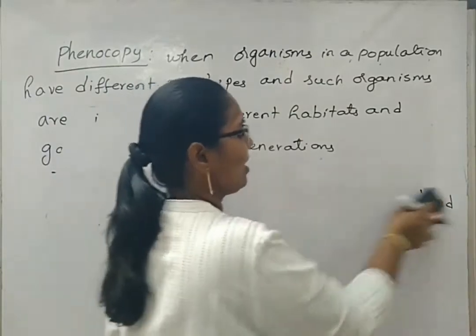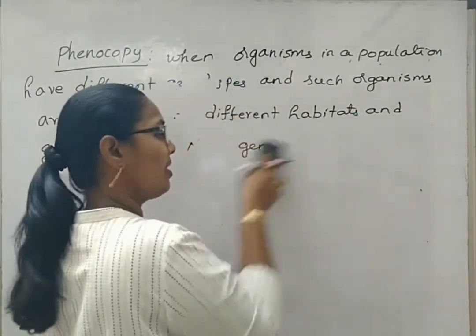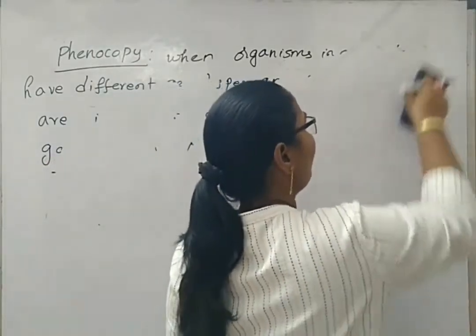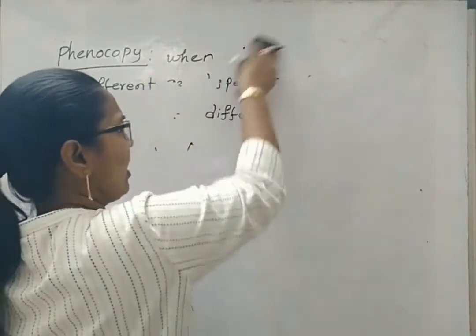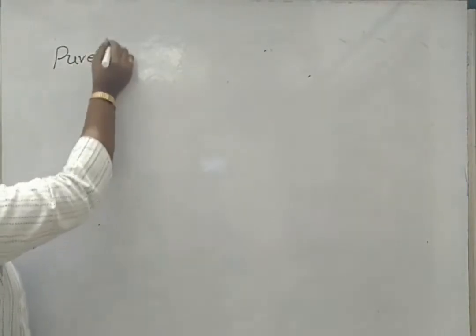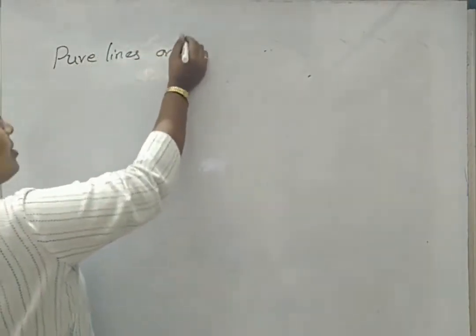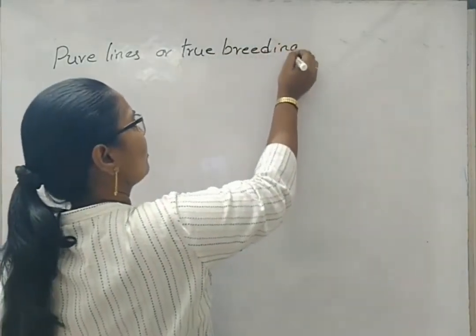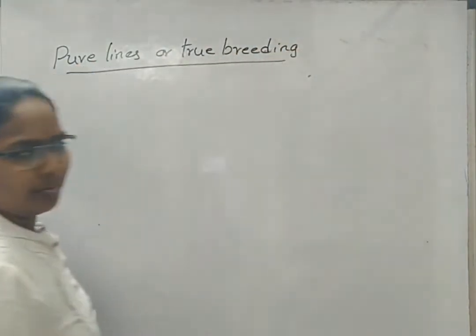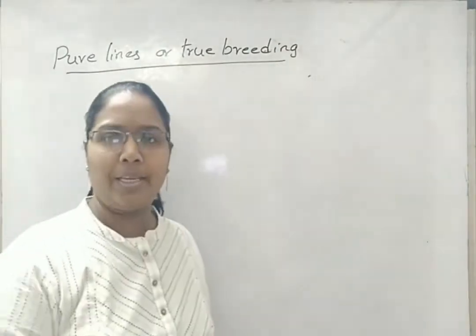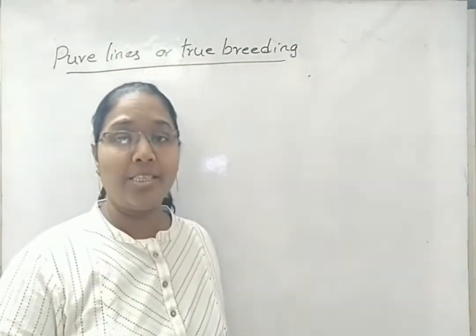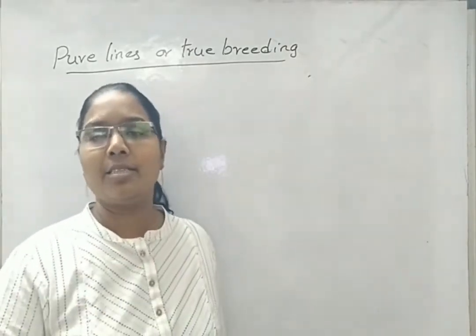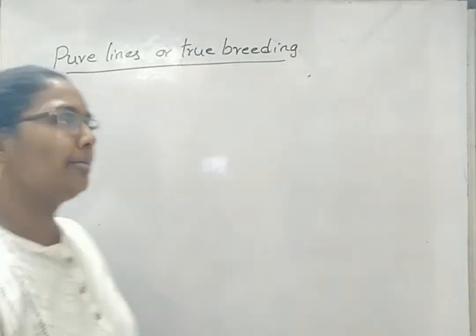Next one, pure lines. When an organism has retained the same character for several generations, then we call such organisms pure lines or true breeding organisms. Pure lines or true breeding. Now, these are the terms that are applied to the offsprings that have retained a special character even after several generations of self-breeding only.